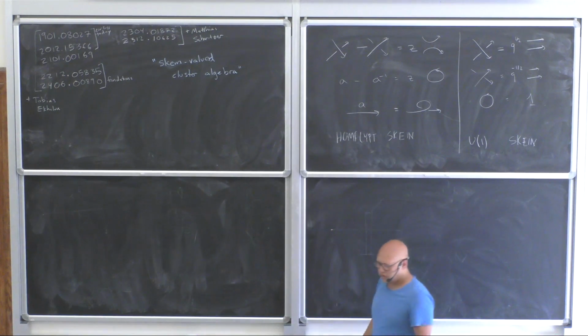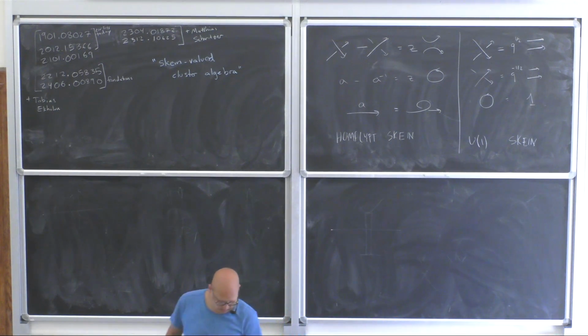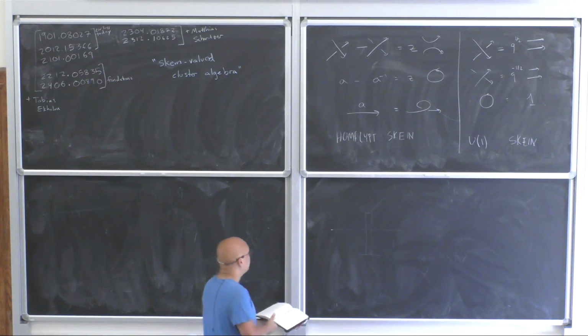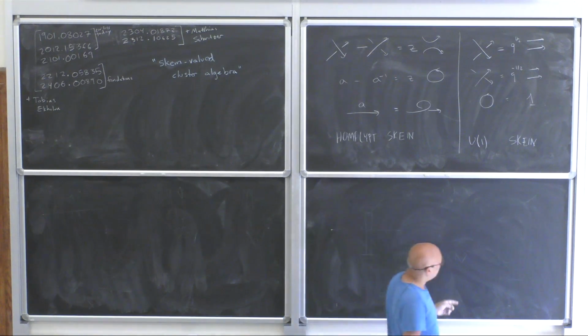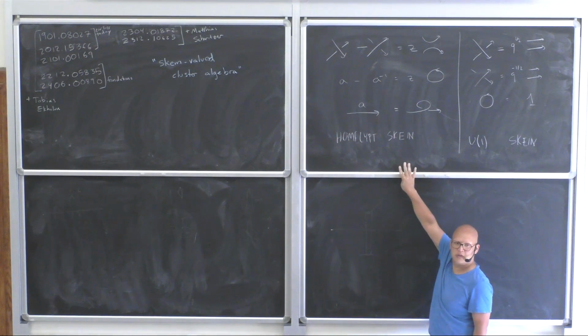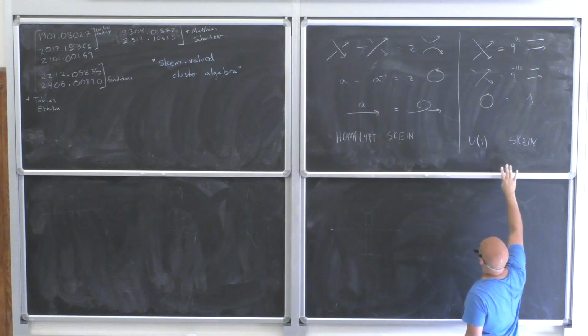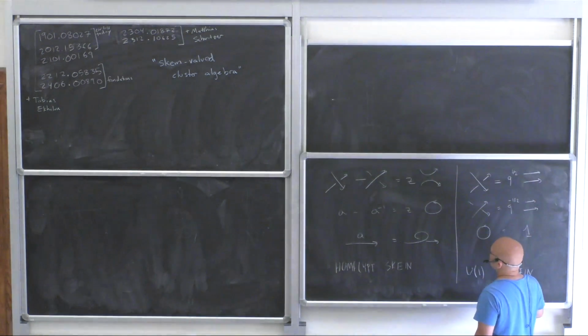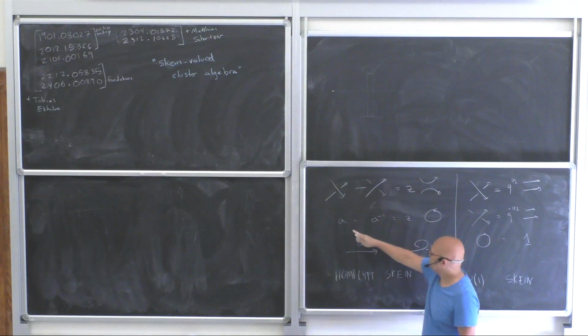Okay. So what I actually wanted to talk about. I've drawn up here these skeins. This is the Humphrey skein that Tobias was using mostly, and this is what's called the U1 skein. It's a specialization of the Humphrey skein, as you see from this equation here.